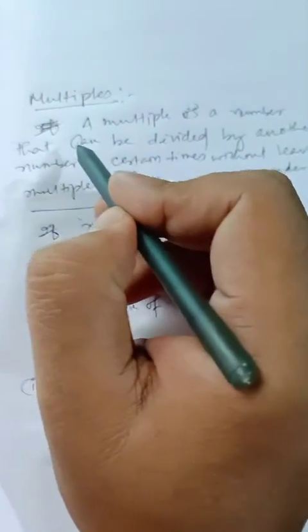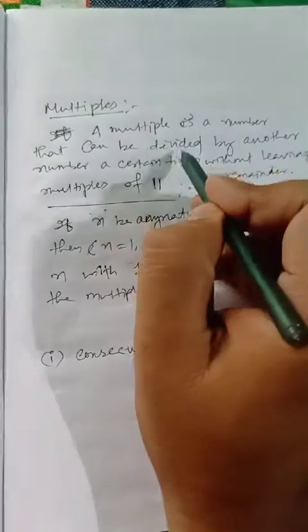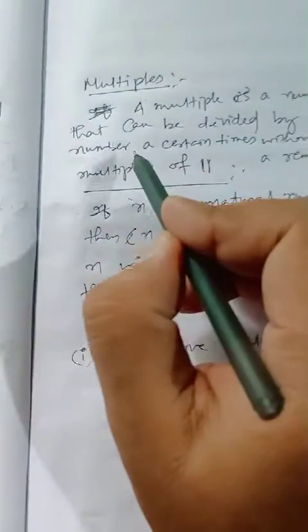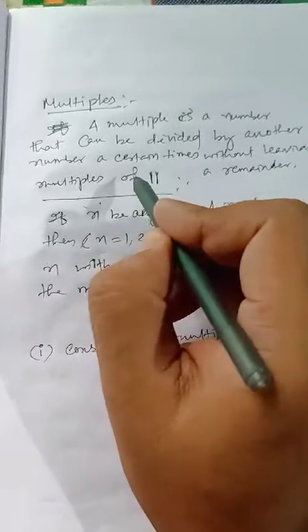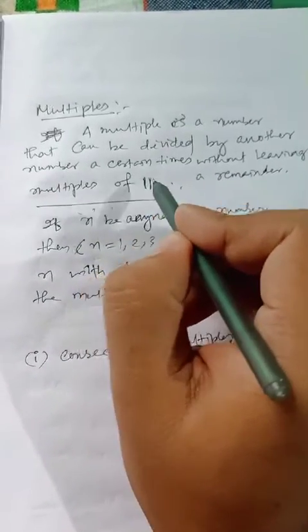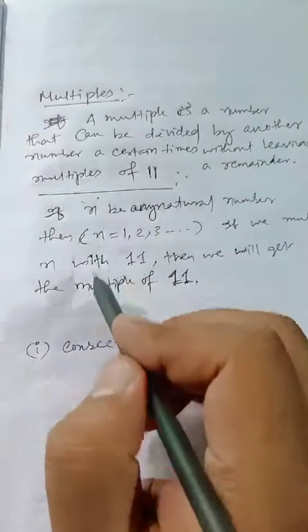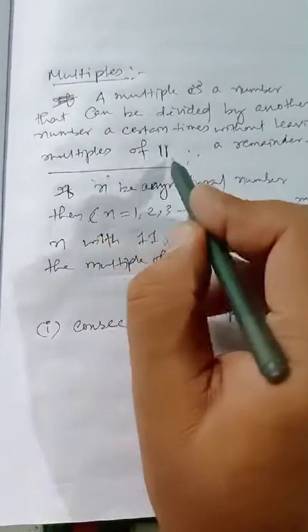So what is a multiple? Look here, students. A multiple is a number that can be divided by another number a certain number of times without leaving a remainder. Let us understand by examples. So what are the multiples of 11?